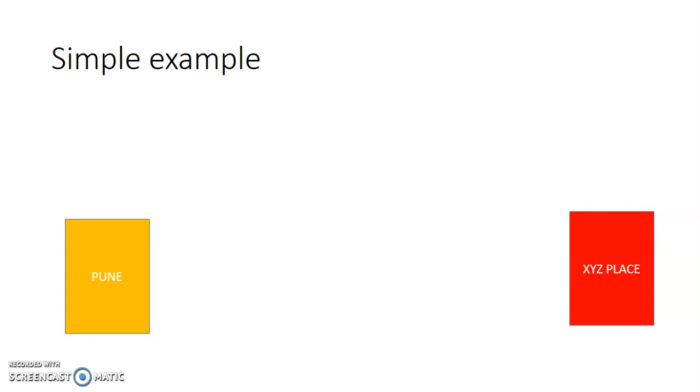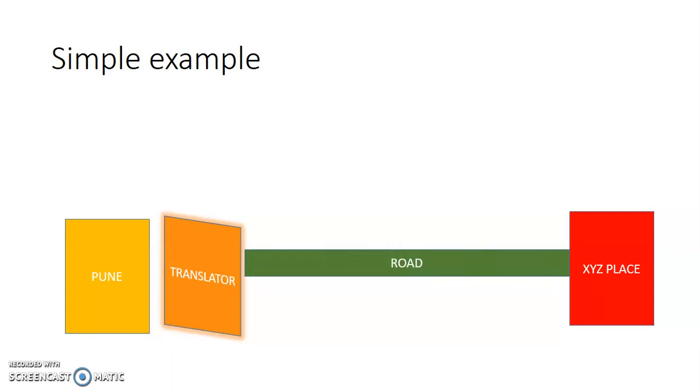The first thing is I need a translator. A translator is an agent who can speak the language which I speak, as well as understand the languages at the XYZ place. So the translator can communicate both with me as well as the people from the XYZ place, and convey our messages to each other. The second problem was that I did not have any transport mechanism. So assume that I will build a road between Pune and that XYZ place so that I can have the transportation mechanism.